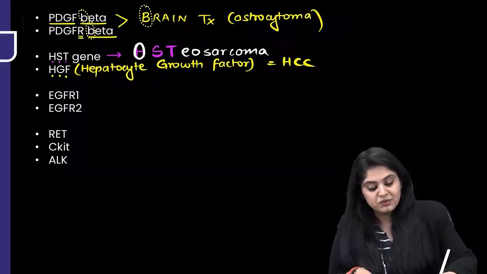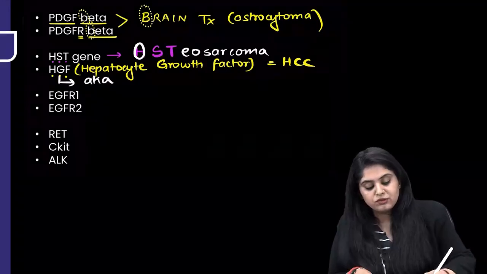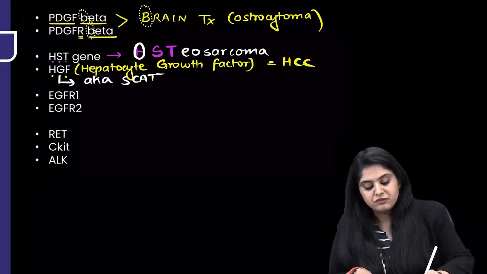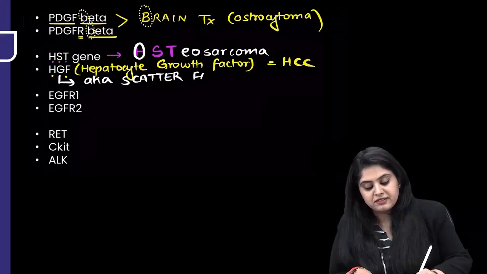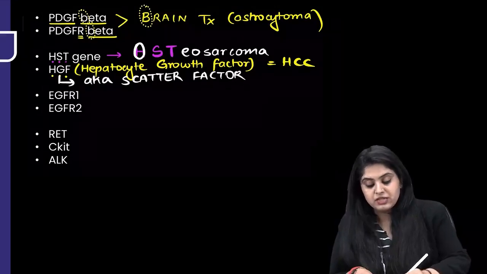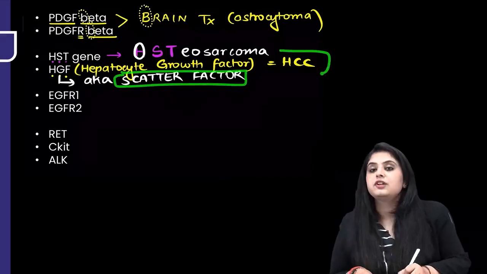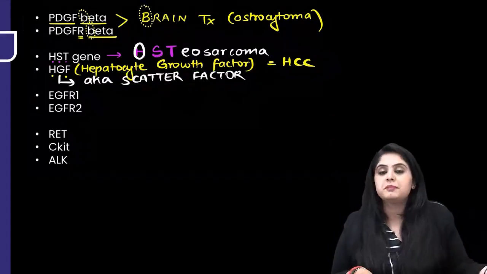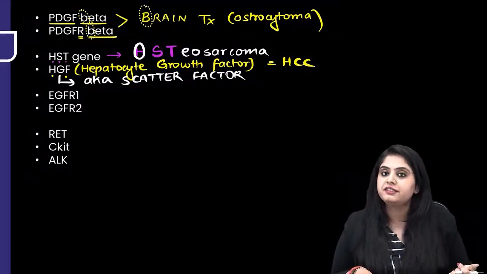So the examiner will ask you, hepatocyte growth factor is also known as what? Hepatocyte growth factor is also known as scatter factor. That could definitely be a question. That scatter factor mutation results in which tumors? You should know scatter factor is hepatocyte growth factor. That is going to have HCC.